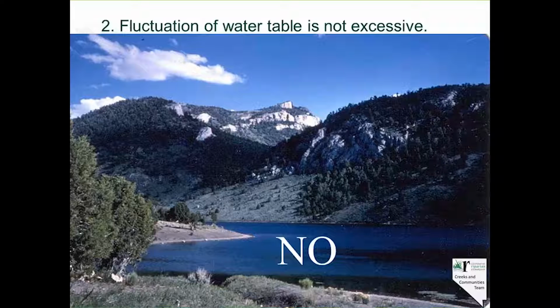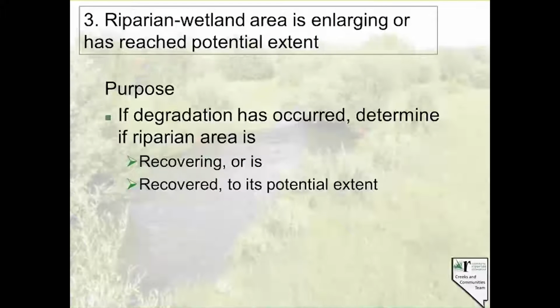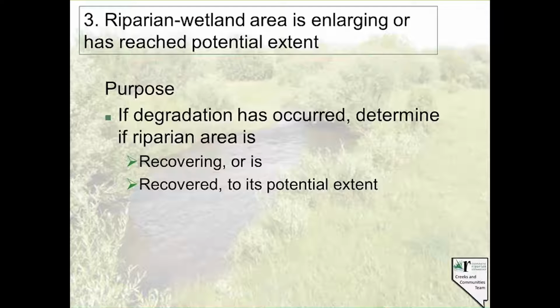Item number 3, riparian wetland area is enlarging or has reached potential extent. Again, how do you know what that potential extent is or was historically? Taking a look at those soils is one way to do it. Looking at the extent of stressed or skeletons of vegetation that you know would have been there with moisture is one way to tell. Again, this question is set up so that if it's expanding but hasn't yet reached its potential extent, you can answer a yes. Or if it has reached its potential extent, you can answer a yes, and you just want to make sure to circle which one that is, whether it's enlarging or has reached.